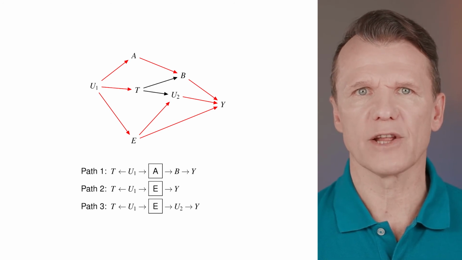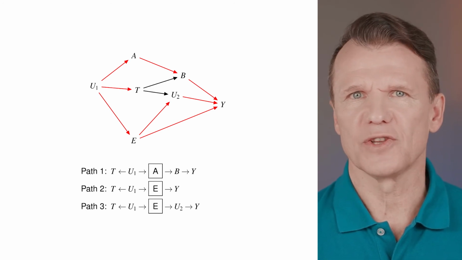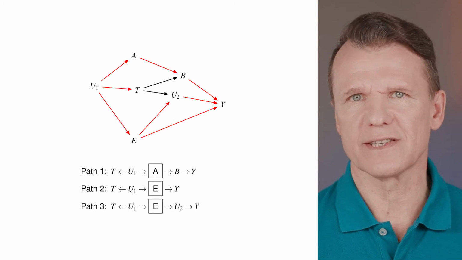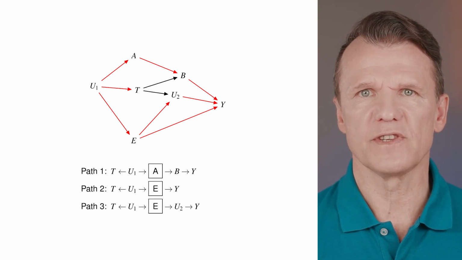It'll block all backdoor paths. Again, don't include node B into the conditioning set. It's a descendant of T on a causal path. So, is the effect identifiable?